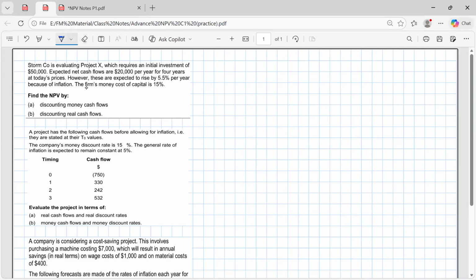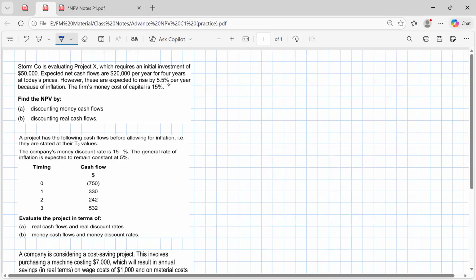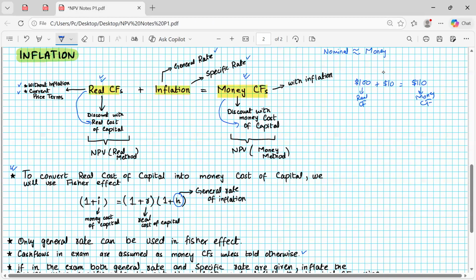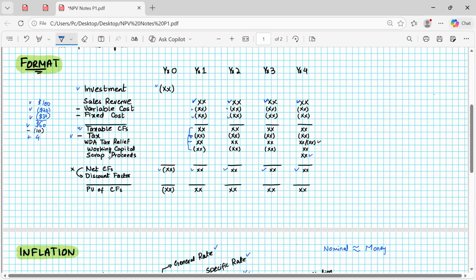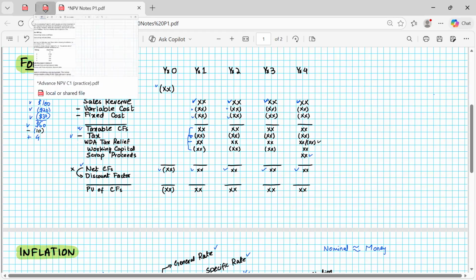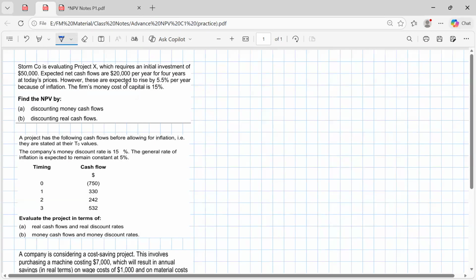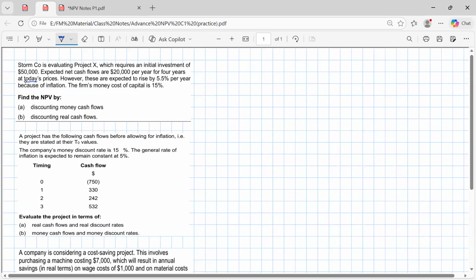Now let's understand this directly with a few examples. So first question. Storm company is evaluating project X, which requires an initial investment of 50,000. Expected net cash flows, which means this net cash flow figure is already given to you here, so you don't need to do all of this because they have directly told you what net cash flows are: 20,000 per year for 4 years at today's price. So if they are at today's price, which type of cash flow are they? Real or nominal or money?